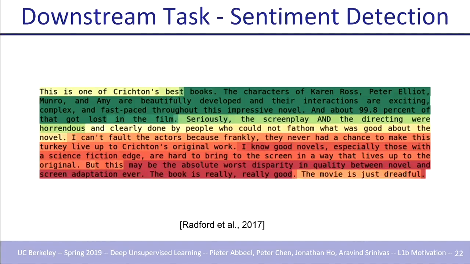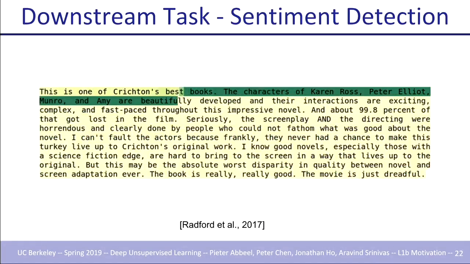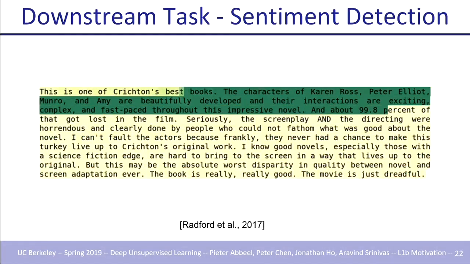And so we see that initially the text is highlighted in green because it reads something very positive about a great book, and then it turns red because it turns out the movie made around that book is pretty bad, and it starts realizing that.